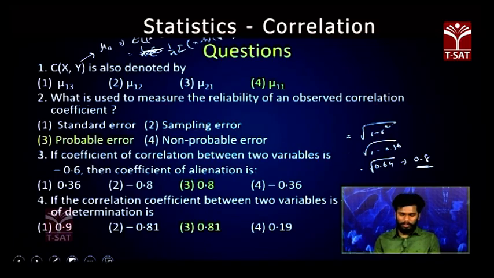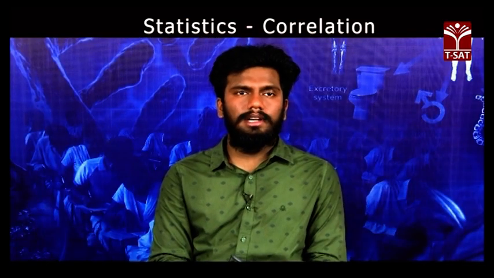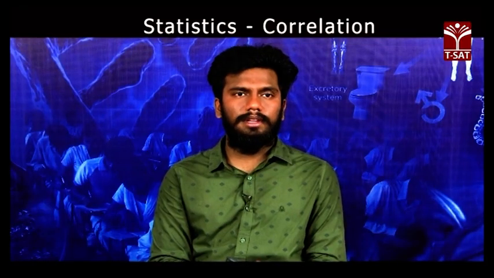Check the fourth question. If the correlation coefficient between two variables is minus 0.9, the coefficient of determination is? Coefficient of determination is nothing but r square, simple, 0.9 square, 0.81. So these are the simple questions which can be asked in the examination. In the next class, we will discuss the regression unit. Thank you.